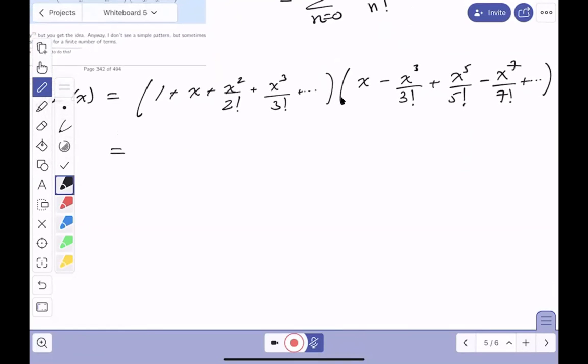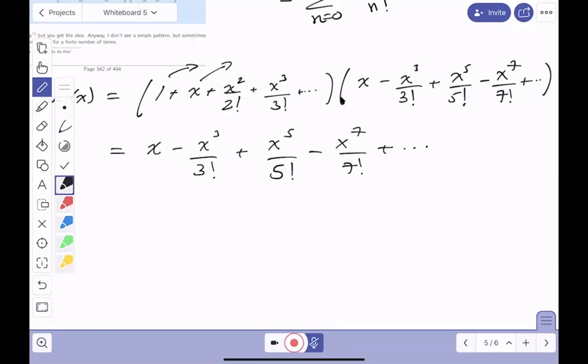All right. Now, by the way, I'm not claiming it's easy to do. I'm going to do the multiplication, and I make mistakes, so I'm going to look at my key later. So what's 1 times that? I'm using the distributive property. It's going to be x minus x cubed over 3 factorial plus x to the fifth over 5 factorial minus x to the seventh over 7 factorial. And yeah, it goes on forever, but I can't go on forever. Now I'm going to do x times that. What are you going to get?